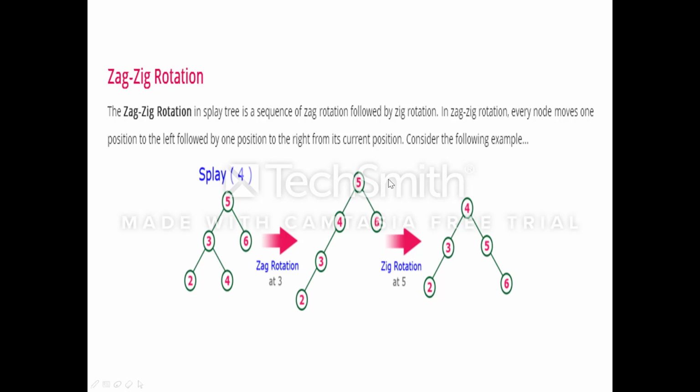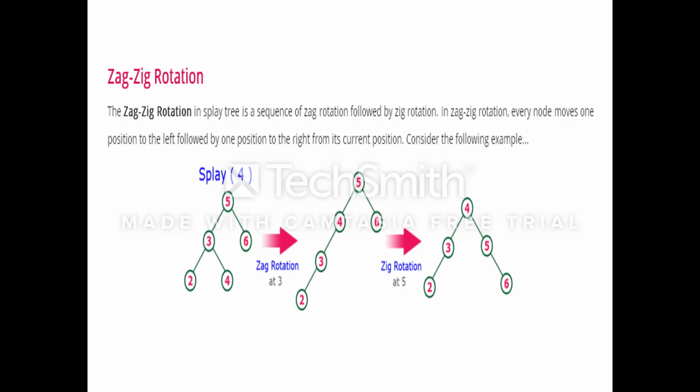So let us see the example. Suppose in the tree we have to splay node 4. In order to bring node 4 into the root node, you will have to perform 2 operations. First you will have to perform one left rotation, that is nothing but the zag rotation. After performing zag rotation, you will get the intermediate tree shown in the figure below.